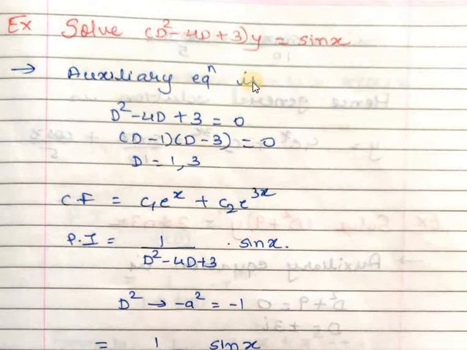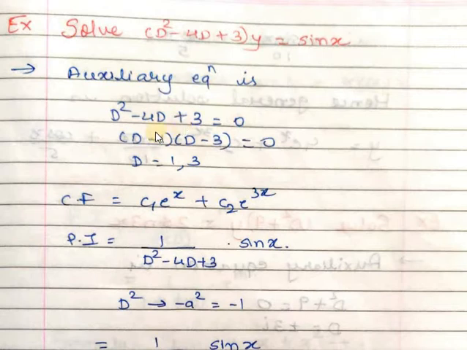So the auxiliary equation is given by f(D) = 0. Now what is f(D)? It is D² − 4D + 3, because to find f(D) we will have to compare the given equation with f(D)y = capital X. So f(D) is equal to D² − 4D + 3. So the auxiliary equation is D² − 4D + 3 = 0.